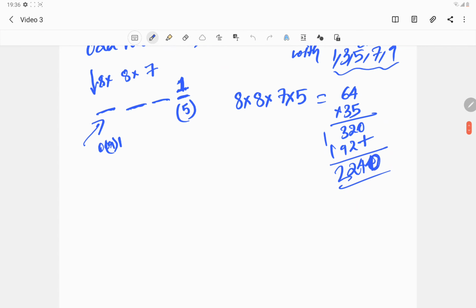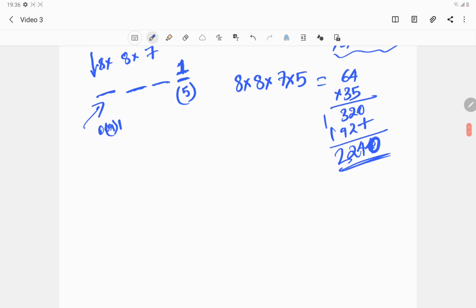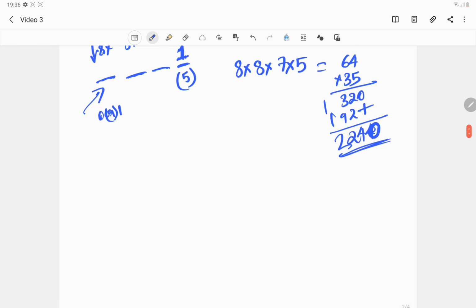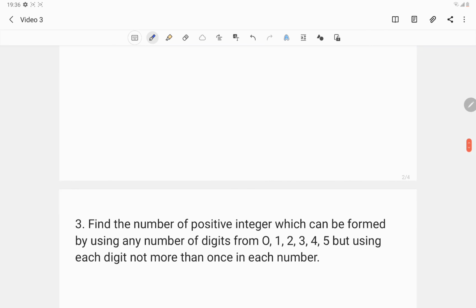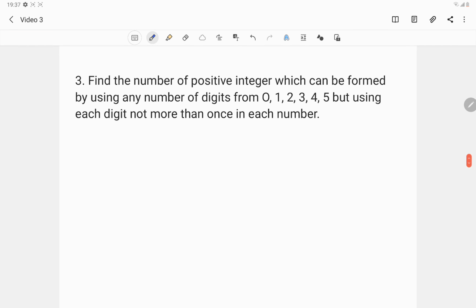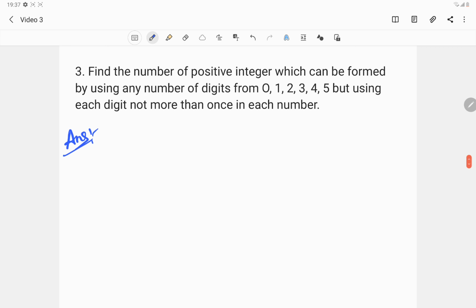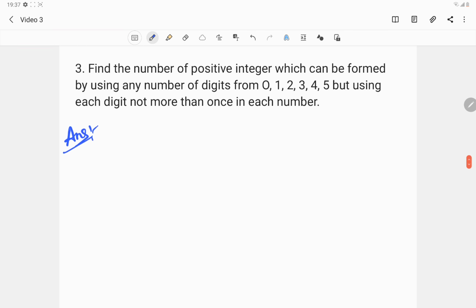It is 0 over here. So this is the answer. 2240 is the answer. Now let us look at another question. Now this question is another easy question. So let's start, we'll solve this question.